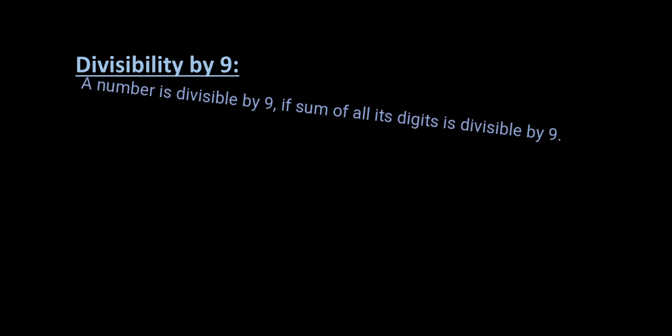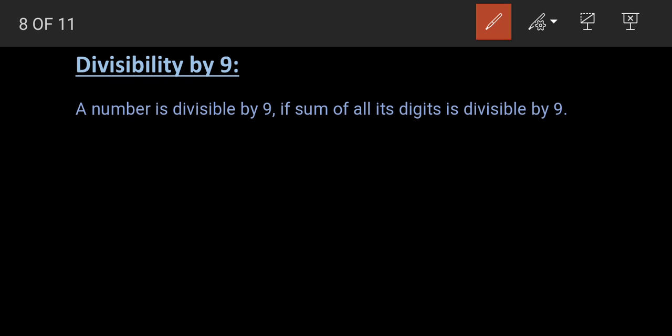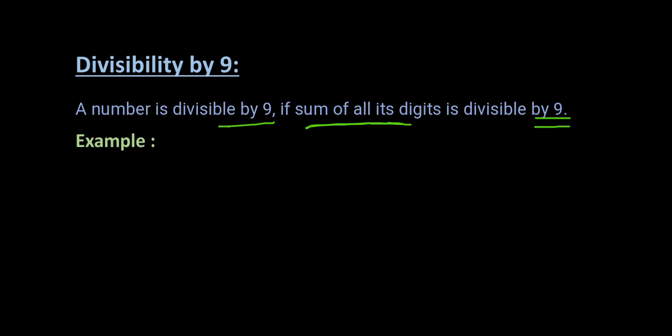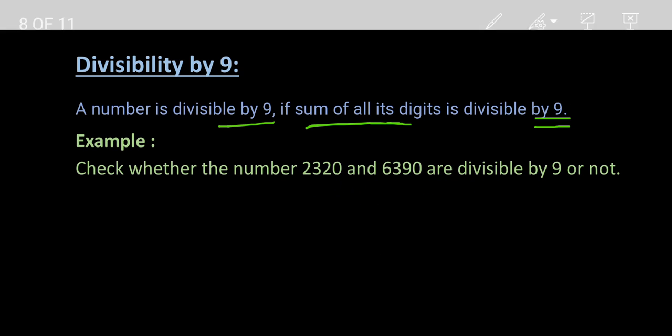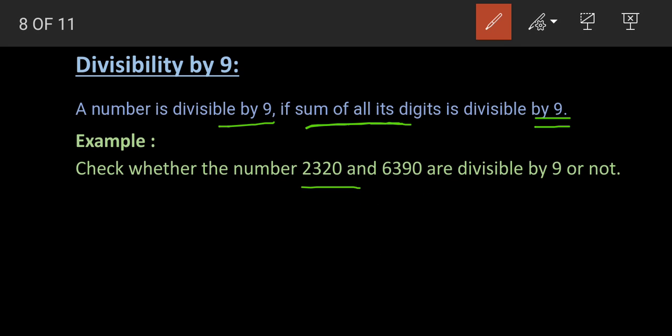Now come to the last one, the divisibility test by 9. A number is divisible by 9 if the sum of all its digits, same as for 3, is divisible by 9. Here are some examples. Check whether the numbers 2320 and 6390 are divisible by 9 or not. Here you have to check the divisibility of these two numbers by 9.